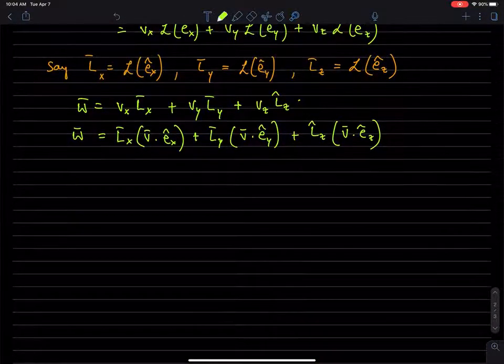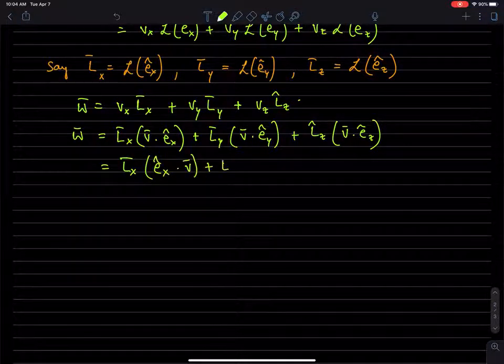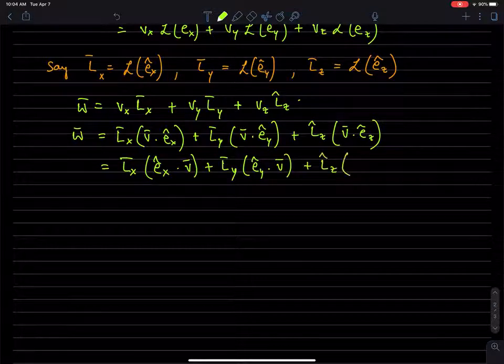Well, I really wanted to write it in this manner, e_x dot v, because dot products are commutative. It doesn't matter which order you write it in. The order doesn't matter for dot products. They do matter for cross products, as you know, but they also matter for outer products. Okay, e_x dotted with v.